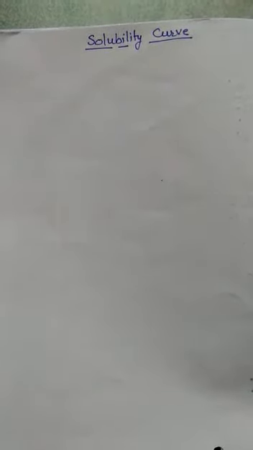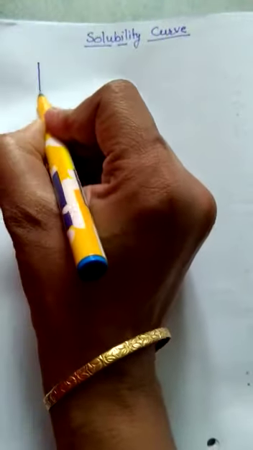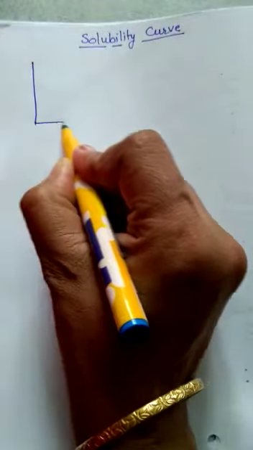The normal behavior of solids says that with increase in temperature, generally the solubility of solids will increase. So with decrease in temperature, it will decrease. That means the amount of solute which dissolves in 100 grams of solvent at different temperatures will be different. So here, if you are plotting a graph between the solubility and the temperature, then it is known as a solubility curve.